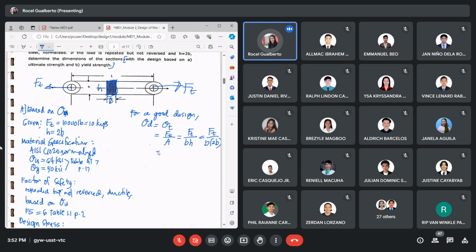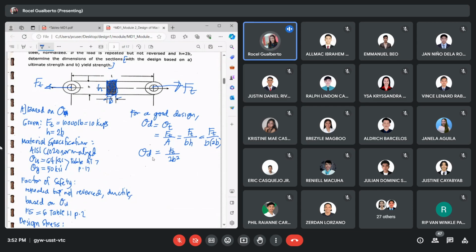Okay? So, leaving FT over 2B squared for your design stress. Okay? So, yan po ngayon yung magiging equation natin. And from this, ilalagay na po natin or isa-substitute na po natin yung mga given values.